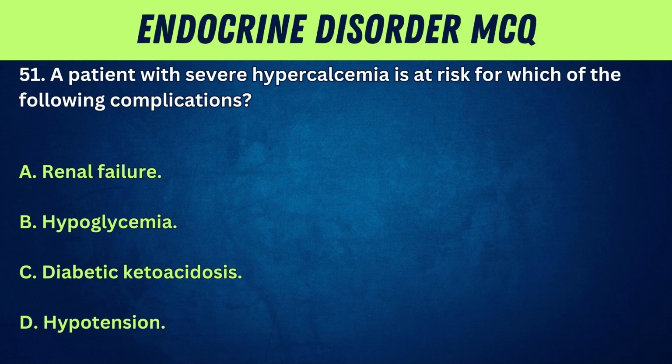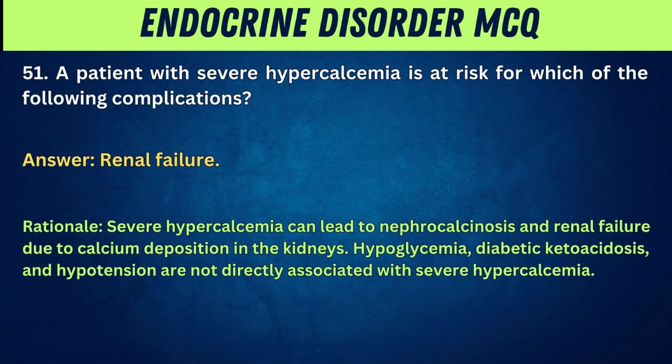51. A patient with severe hypercalcemia is at risk for which of the following complications? A. Renal failure. B. Hypoglycemia. C. Diabetic ketoacidosis. D. Hypotension. Answer: renal failure. Rationale: severe hypercalcemia can lead to nephrocalcinosis and renal failure due to calcium deposition in the kidneys. Hypoglycemia, diabetic ketoacidosis, and hypotension are not directly associated with severe hypercalcemia.